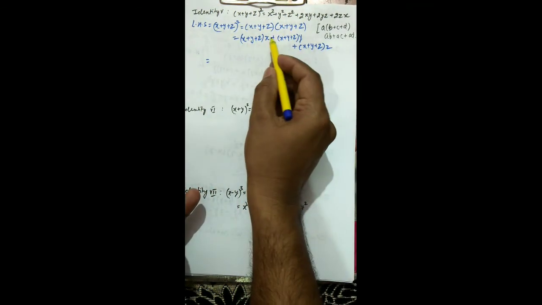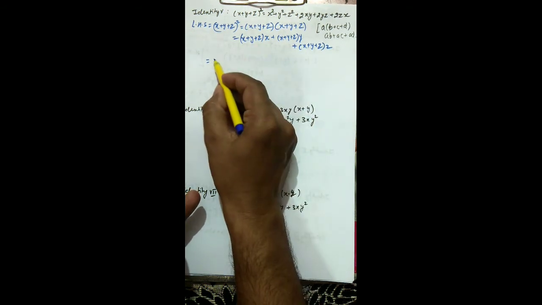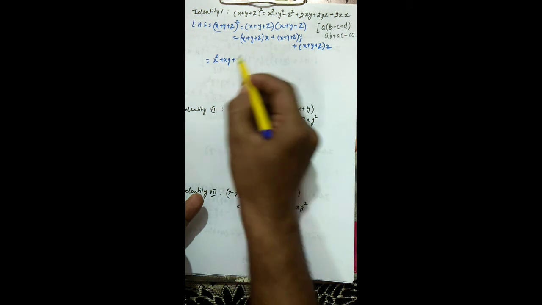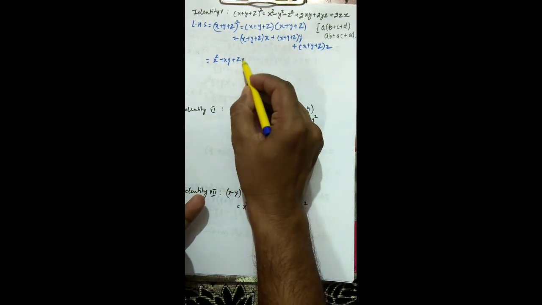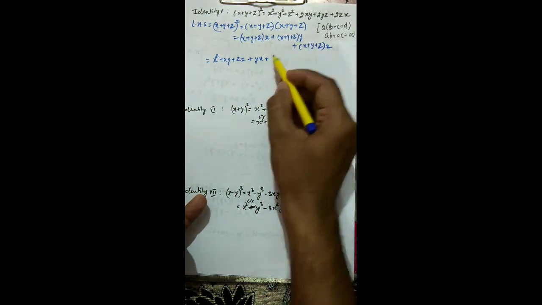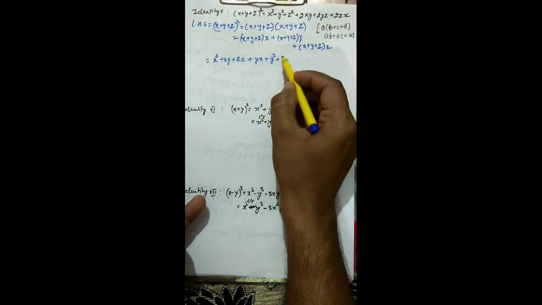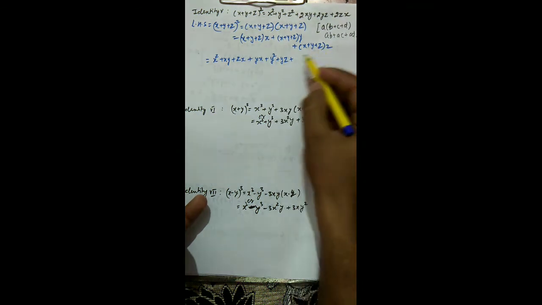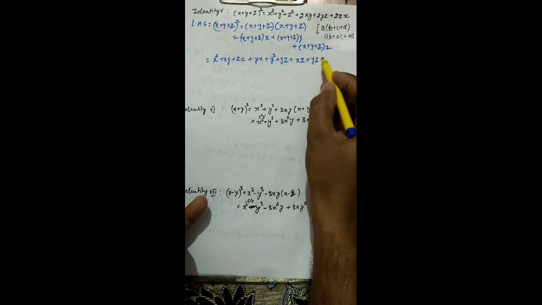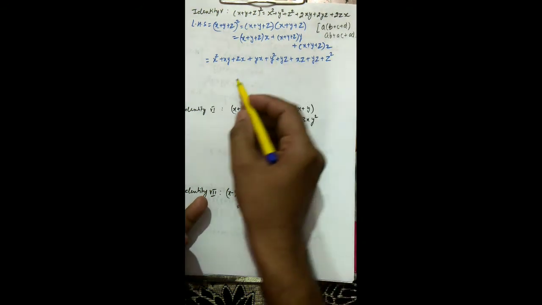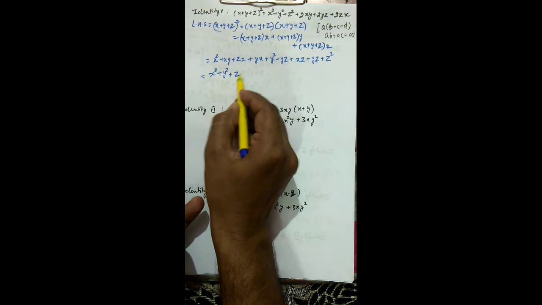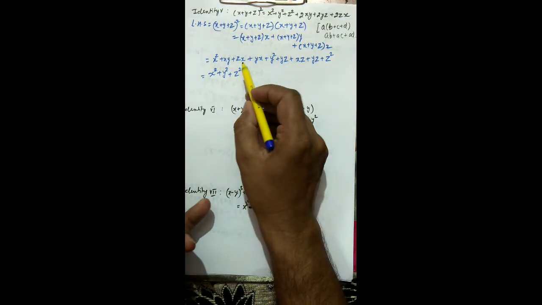Now we open the bracket. This is x into x, so this is x square. x into y is xy, and x into z is zx. Come to this: y into x is yx, y into y is y square, y into z is yz. Come to this: x into z is xz, yz, and then it is z square. So take all square terms together. This is x square, this is y square, this is z square.